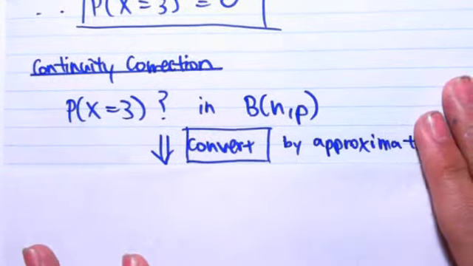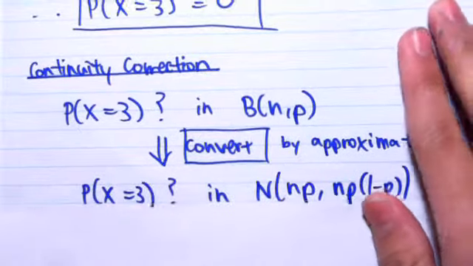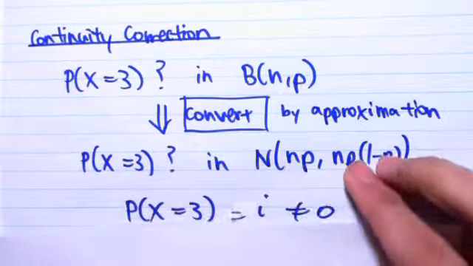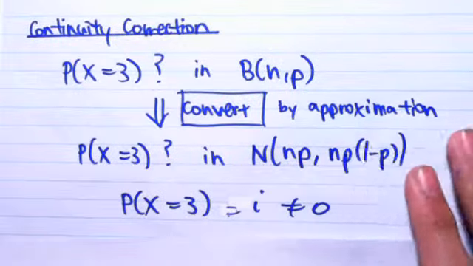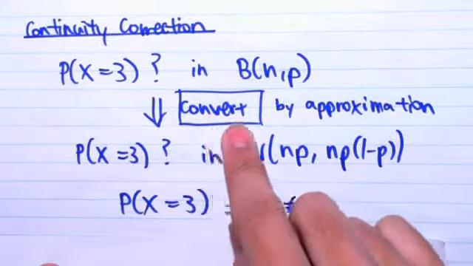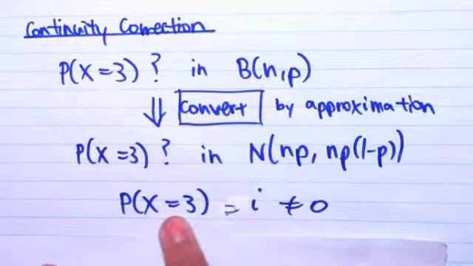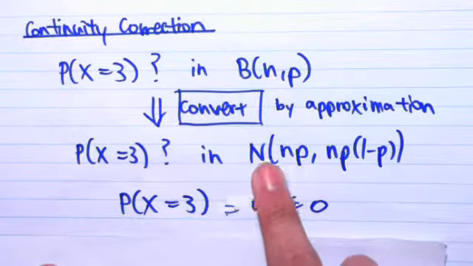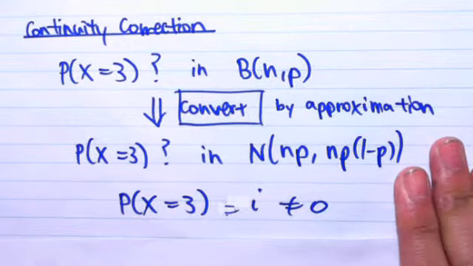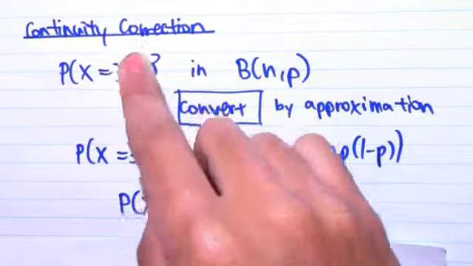So firstly, we convert it by approximation into a normal distribution. And so what the continuity correction does for us is to correct the probability during the conversion in such a way that the probability of x being equal to 3 in a normal distribution cannot equal 0. So this is the purpose of the continuity correction.